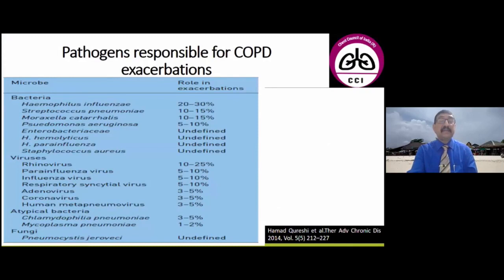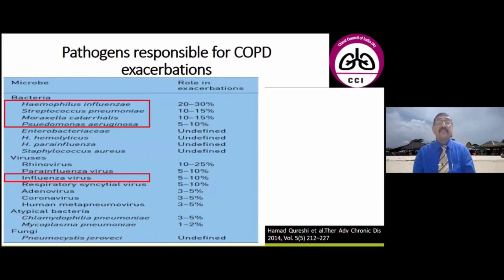So coming to some of the pathogens that were responsible for COPD exacerbation, as we all know, among the bacteria, H. influenzae, Streptococcus pneumoniae, Moraxella, and Pseudomonas are the most common offending organisms, the bacteria which cause a COPD exacerbation. Similarly, among the viruses, the common virus involved in a COPD exacerbation is the influenza virus. So you have to tackle these bugs, and you have to give an effective vaccination in order to protect the patient from recurrent exacerbation.